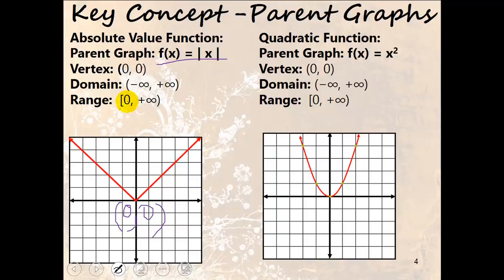The quadratic function, the simplest one of those is f of x is equal to x squared. Again, the vertex is 0, 0, right here. The domain is negative infinity to positive infinity. Notice the domain on all of these functions is negative infinity to positive infinity. The range on this one is 0 to positive infinity, and a bracket on that 0 because it includes that.